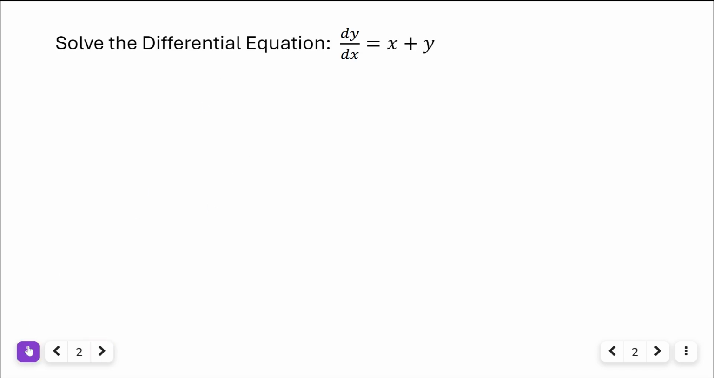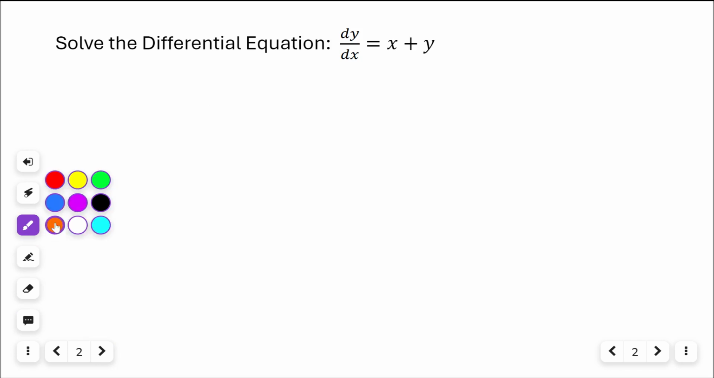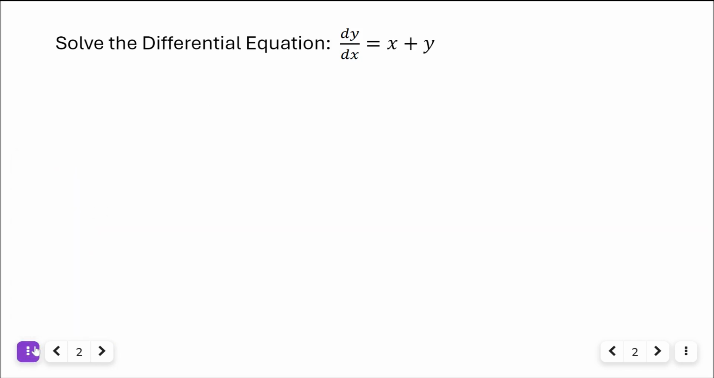All right, let's solve this differential equation. We know how to solve differential equations: we do separation of variables. And we're going to solve this differential equation, dy/dx equals x plus y. Okay, here we go. So I'm going to multiply both sides by dx. So we have dy equals (x plus y) times dx.